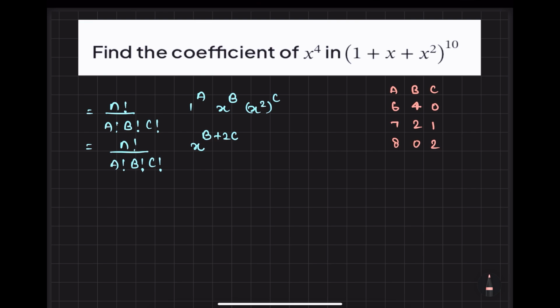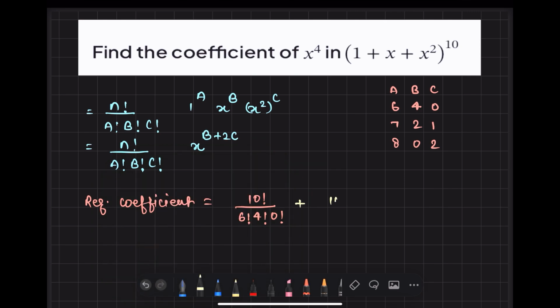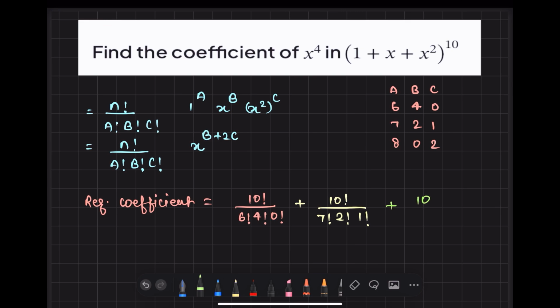Okay? So required coefficient will become 10 factorial upon 6 factorial, 4 factorial, 0 factorial plus 10 factorial upon 7 factorial, 2 factorial, 1 factorial plus 10 factorial, 8 factorial, 0 factorial, 2 factorial.